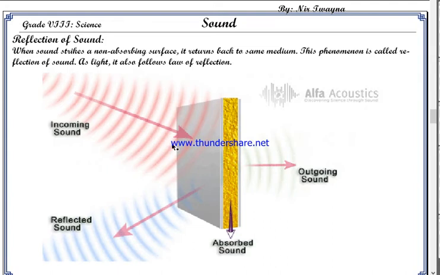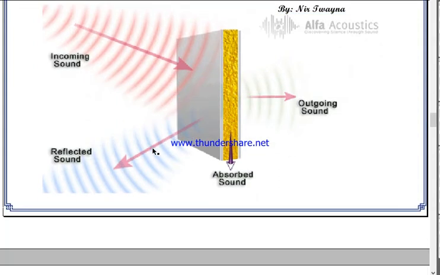The incident ray, or in this case incident sound, the normal at the point of incidence, and the reflected ray or reflected sound lie in the same plane. That was your first law of reflection. And the second law of reflection is that the angle of incidence is equal to the angle of reflection, and that is obeyed by sound as well, okay. Any confusion in reflection of sound?